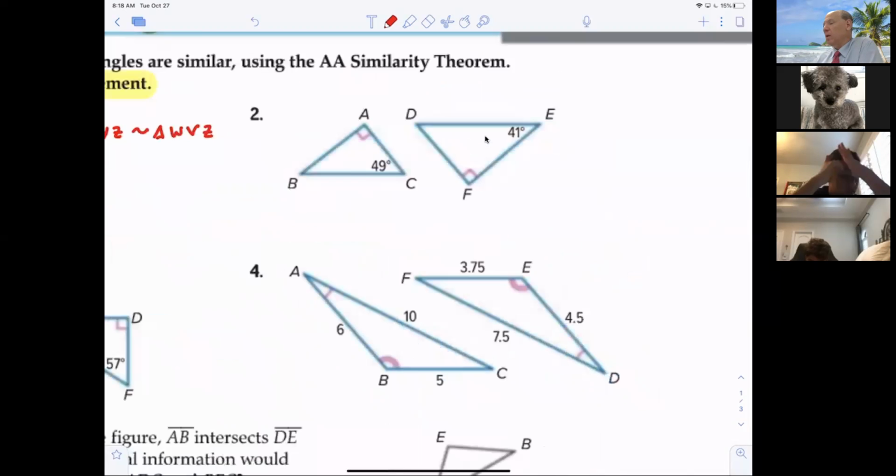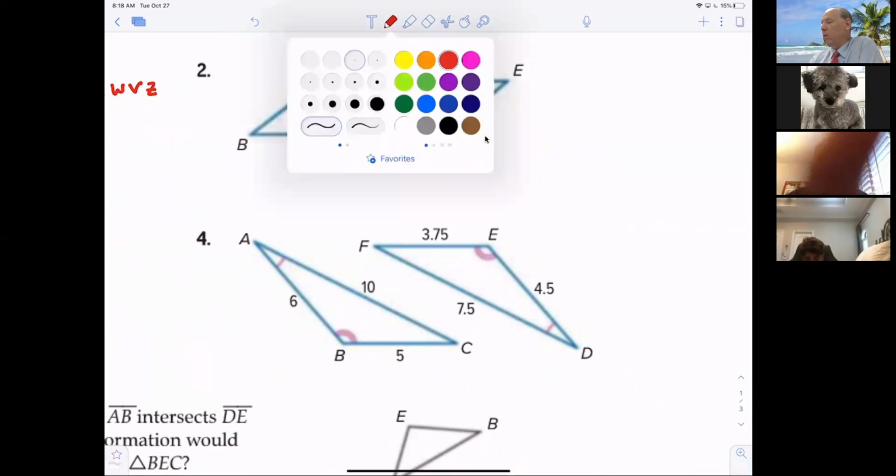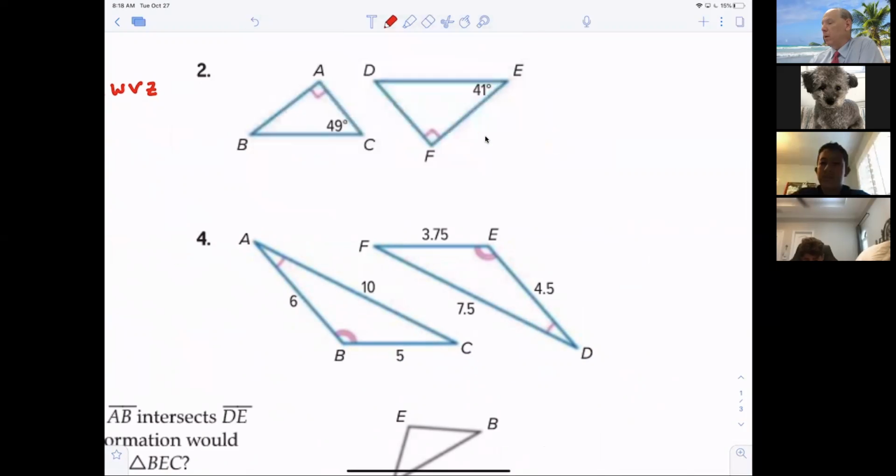All right, so now let's look at number 2. All right, what are we thinking here? Why? 41. So that means angle B is, what's the measure of angle B? Yeah, so just put a 41 there. And then over here in D, we can put a 49. And so now the triangles are similar by angle, angle similarity.